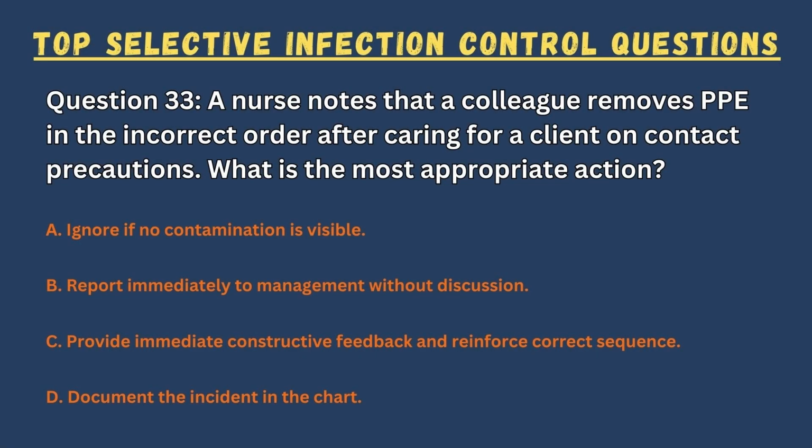Question 35. A nurse notes that a colleague removes PPE in the incorrect order after caring for a client on contact precautions. What is the most appropriate action? A. Ignore if no contamination is visible. B. Report immediately to management without discussion. C. Provide immediate constructive feedback and reinforce correct sequence. D. Document the incident in the chart. Answer C. Provide immediate constructive feedback and reinforce correct sequence.